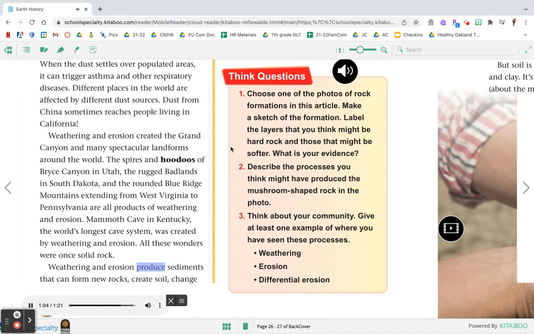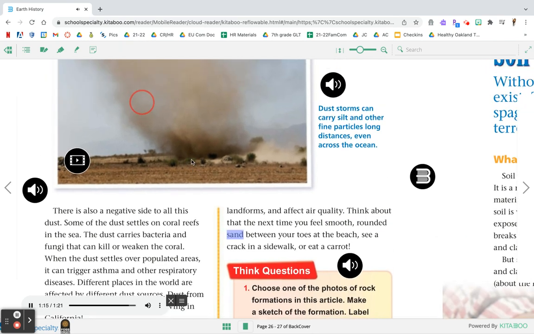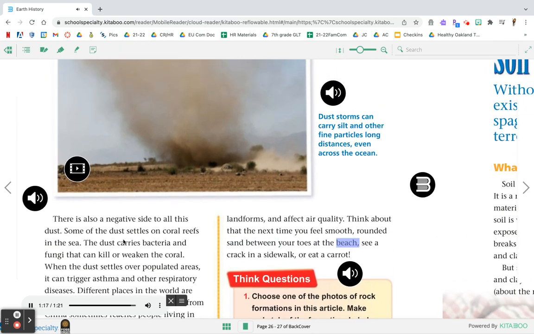Weathering and erosion produce sediments that can form new rocks, create soil, change landforms, and affect air quality. Think about that the next time you feel smooth, rounded sand between your toes at the beach, see a crack in a sidewalk, or eat a carrot.